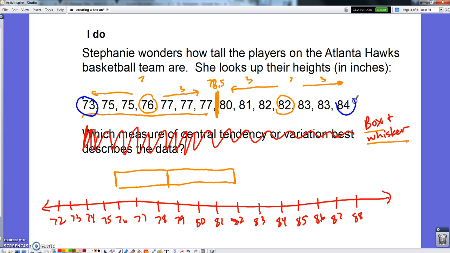and my highest value, and I'm going to put a point where my lowest value is, and I'm going to put a point where my highest value is, and I'm going to extend what we call a whisker from the edge of my box out to my whisker. There and there. And that is it. That's a box and whisker plot.